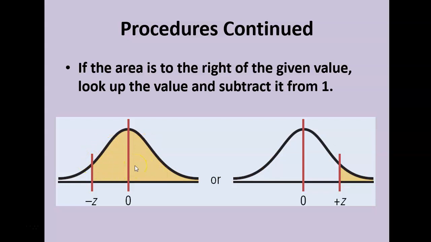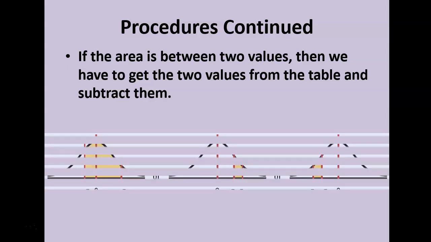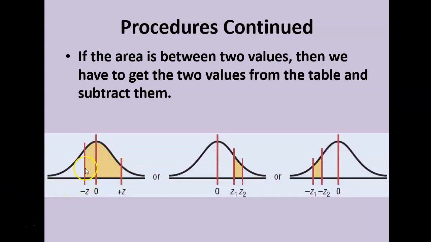So if we're looking for the area to the left, we're going to take the table value. If we're looking to the area to the right, we're going to take the value that we get from the table and subtract from 1. And if we're getting something between two values, like here, you'll see this first drawing here where we have the area between these two different z values that we got. If we're finding the area between two different z values, like here, or even this third one here, we're going to take the two values that we get from the table, and we're going to subtract them from one another.